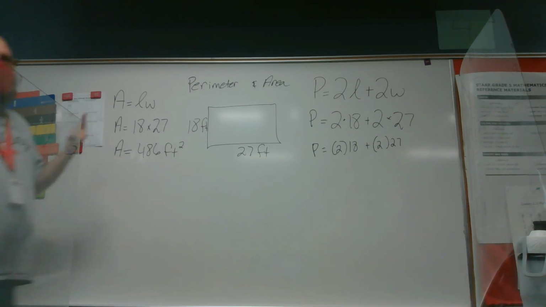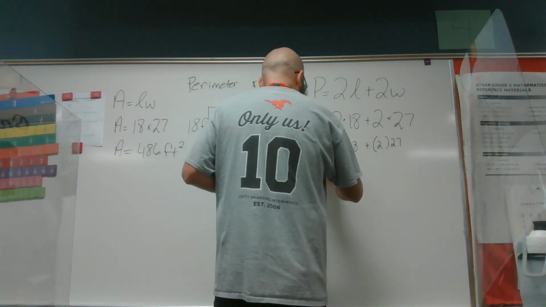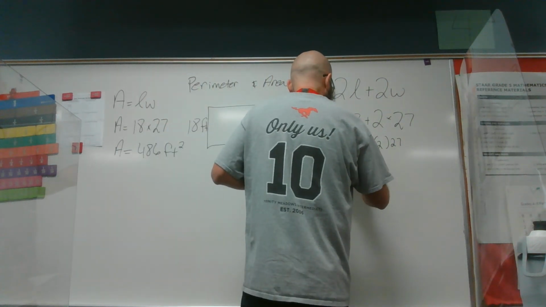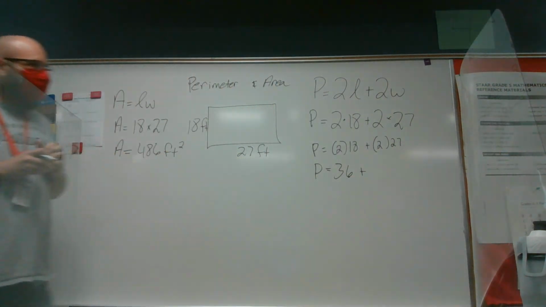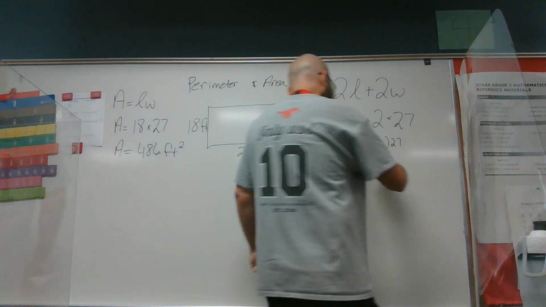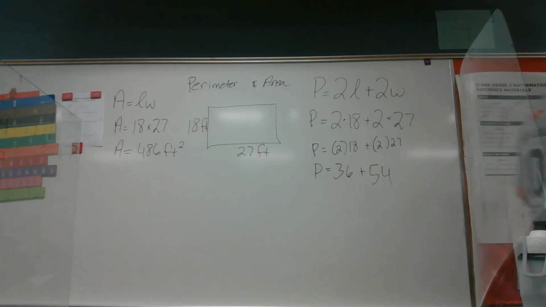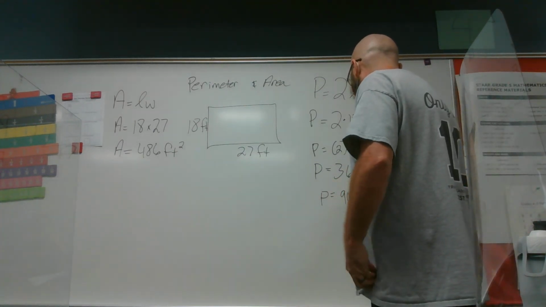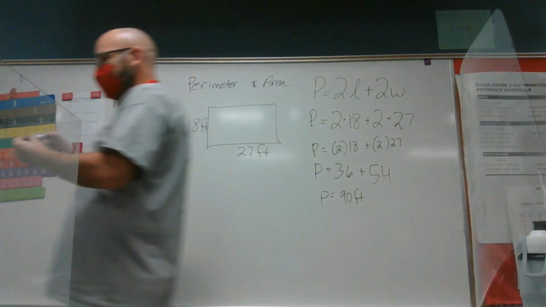All right, we still don't know what our P is. And so we figure out 2 times 18 is 36. Plus 2 times 27 is 54. And 36 plus 54 is 90. So our P is 90. Our perimeter equals 90. And that's just 90 feet since it's only one-dimensional.